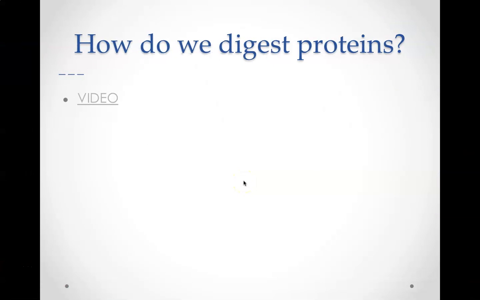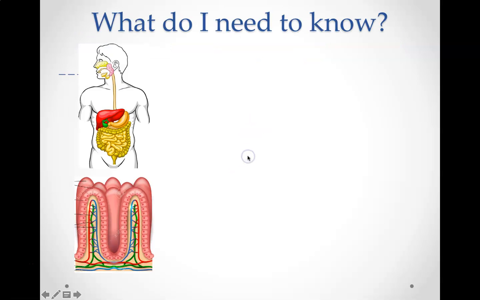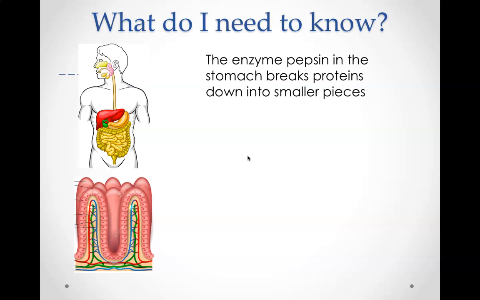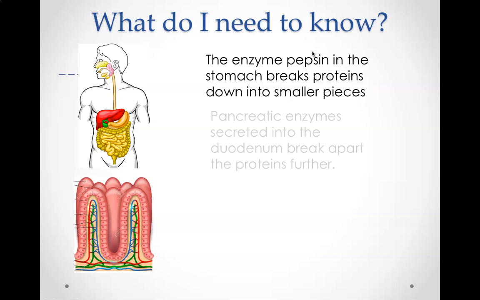Okay, so again, that was kind of complex. You guys do not need to focus on all of those enzyme names. We don't need to know all those. So let's break down exactly what you do need to know. Firstly, the one that we've talked about before is pepsin, and that's in the stomach, and that helps to start to break apart proteins into smaller pieces.